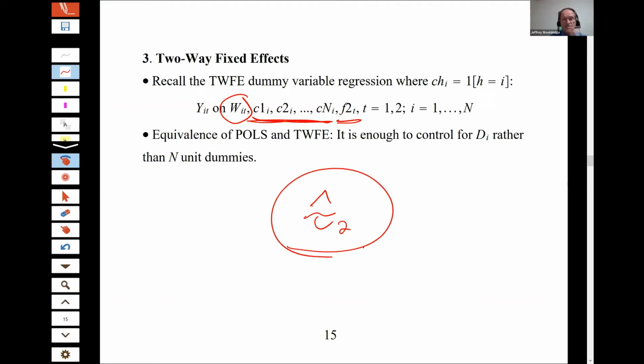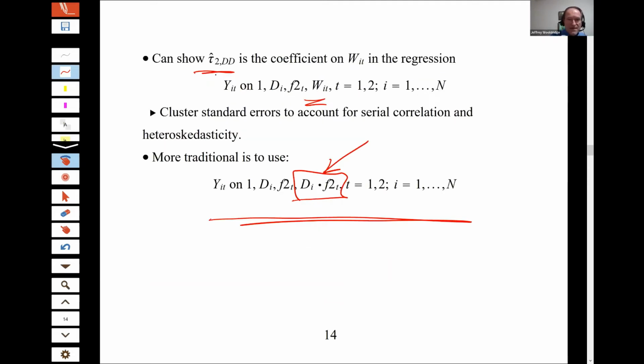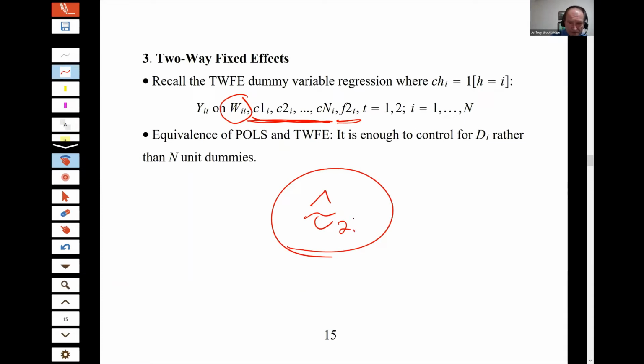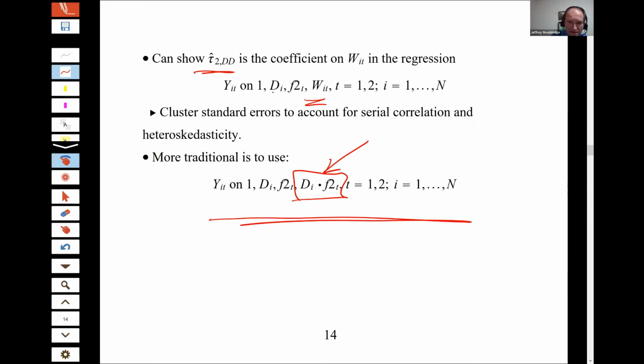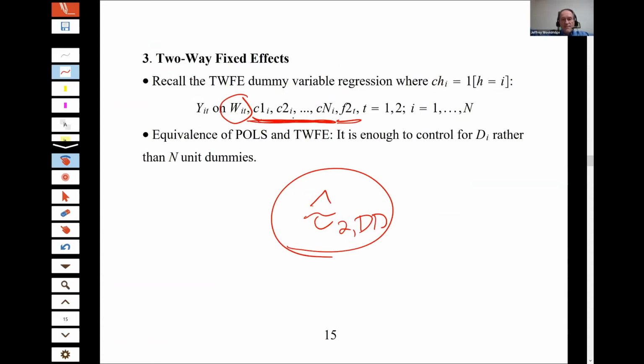Okay. So this is the same estimator, and I forgot to emphasize that. I guess I should be a little more careful. This is the difference in differences estimator. So this is a third way, and it's interesting because what this shows is it's actually enough to control for just this single dummy variable, indicating treatment versus non-treatment, and that gives you the same as controlling for all of these dummy variables.